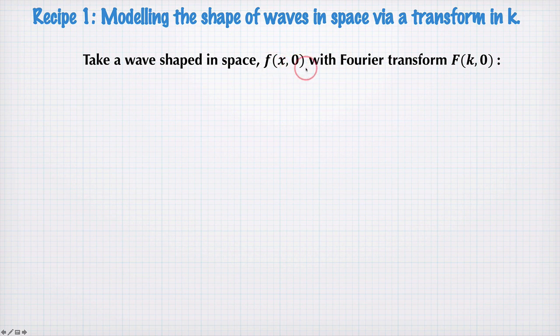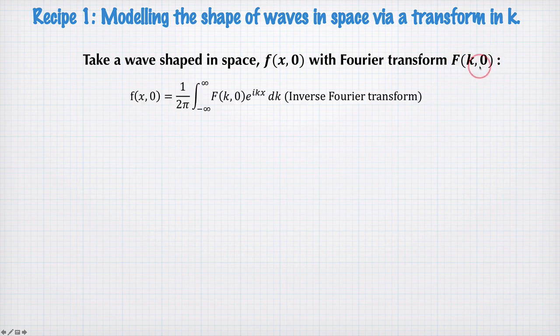So we've got some function of the wave in space, and it's going to have a Fourier transform which is f of k, again at time equal to 0. So we can write the relationship between the function of x and the function of k like this, using an inverse Fourier transform. We can write f of x at time equal to 0 as an integral over all of the k components of the wave multiplied by the kernel e to the i kx and integrating over dk.